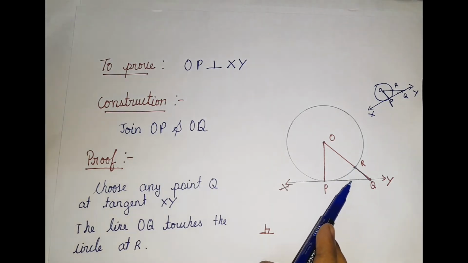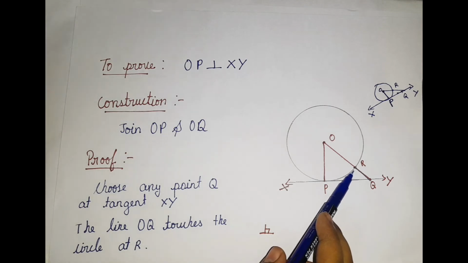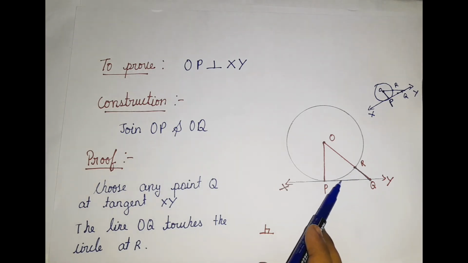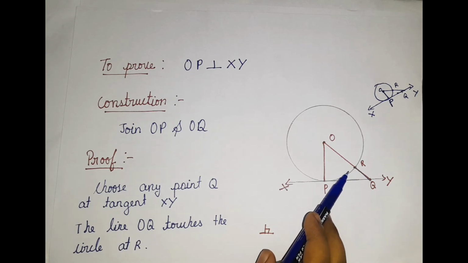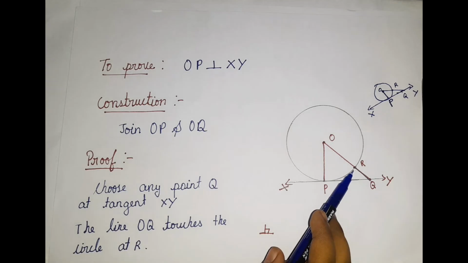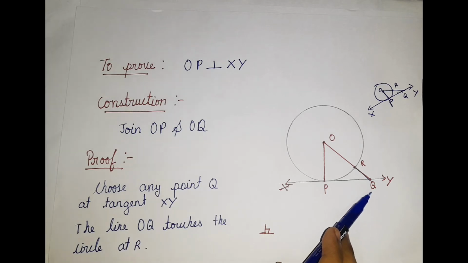Okay, so this is the exact definition. They are just meeting at a point, that is R. So we mentioned that the line OQ is meeting at a point R, which means it is touching the circle at R. Here this is not in a circle, the Q. I have another question: is the Q in the circle place or in the tangent place?